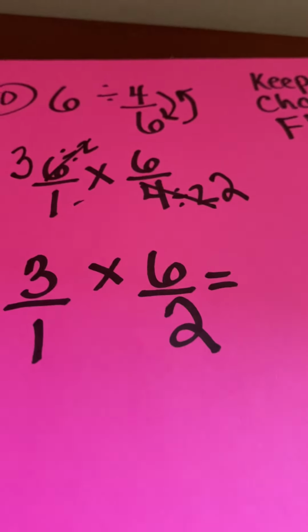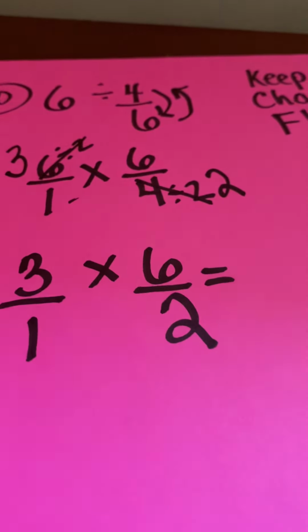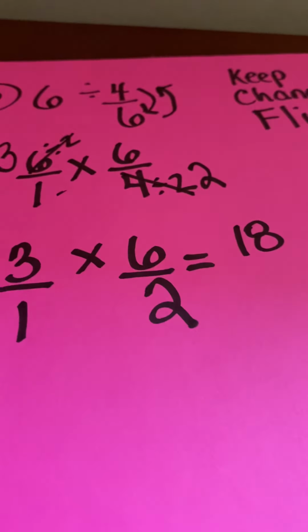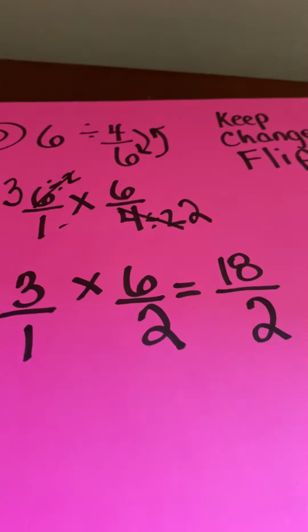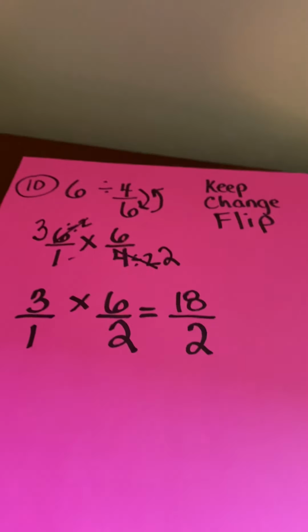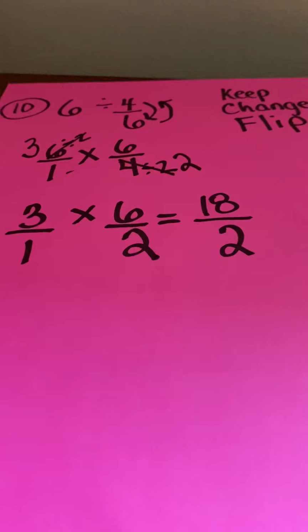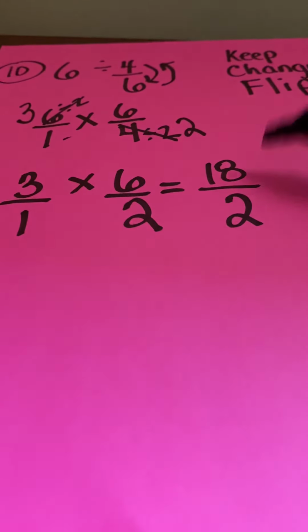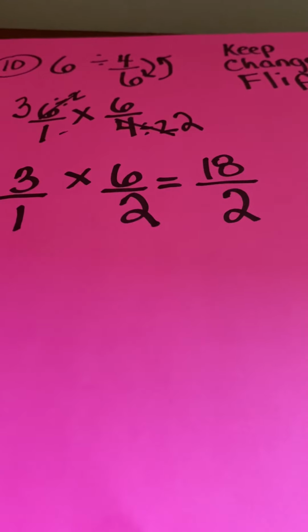And when we're multiplying fractions, we just simply multiply across. 3 times 6 is 18. 1 times 2 is 2. And of course, we are still not finished. We have to simplify this fraction. It is an improper fraction. My numerator is greater than my denominator.